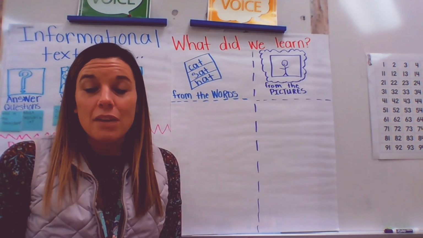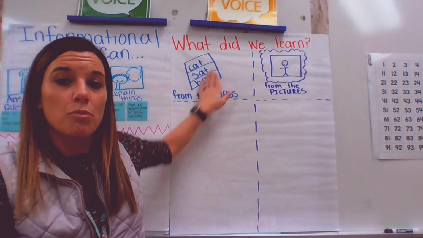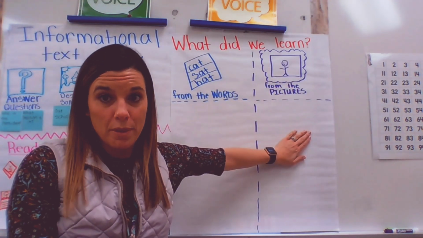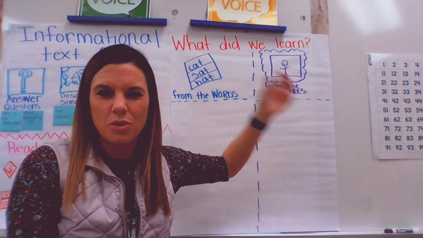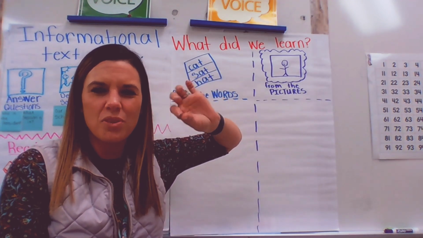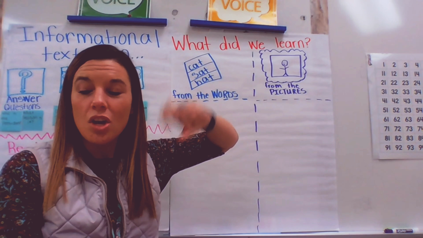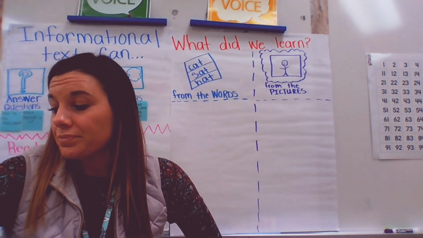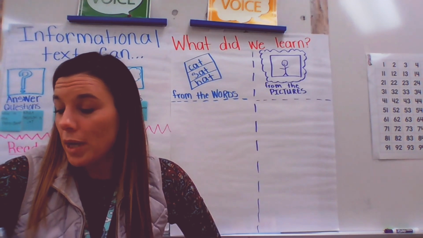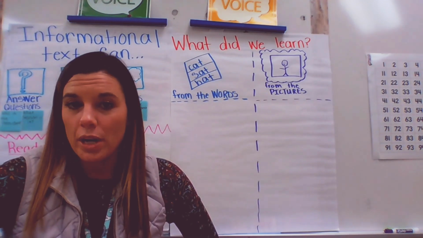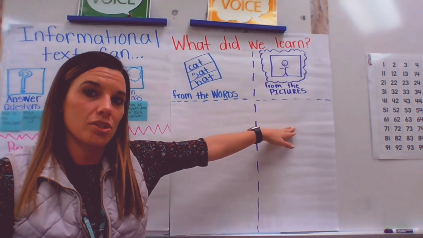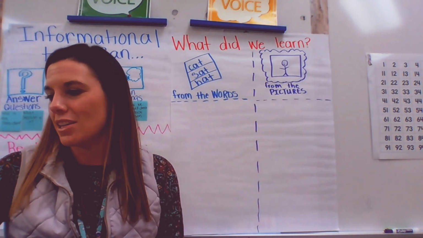So today, and remember, we learn from what the words say in an informational text, but then we can also learn from the pictures in an informational text. So we have to learn how to find those details in the pictures, okay? So today I'm going to read this story, and as we read the story, I will be adding the information that we learned to our chart, okay? Alrighty, so here we go.